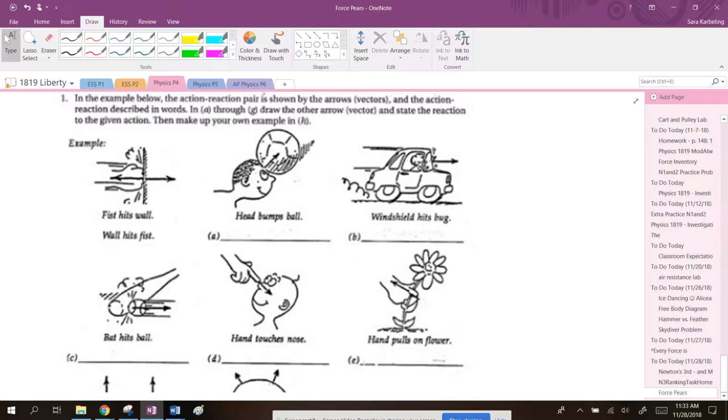Hand touches nose. What's the opposite? What's the force pair? Nose touches hand. Hand pulls flower. What is it? These are easy, right? You got this. The important thing here is that you're just flipping them around. You could also say it the way we say it: the force of the hand on the nose, the force of the nose on the hand. Okay, that's what we're going with here. I just wanted to make sure that made sense.